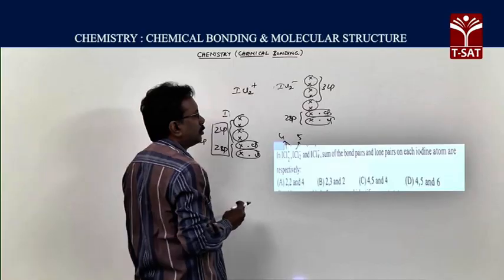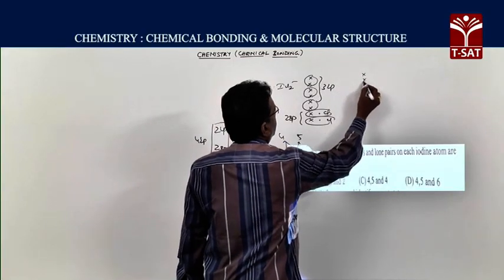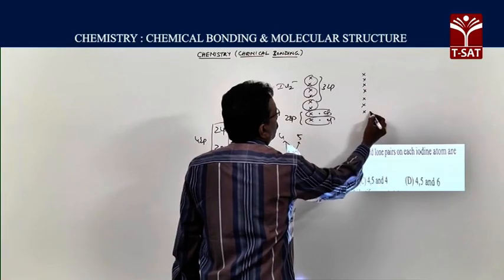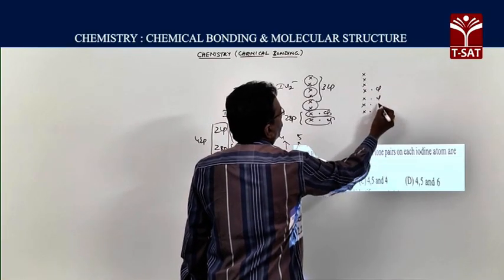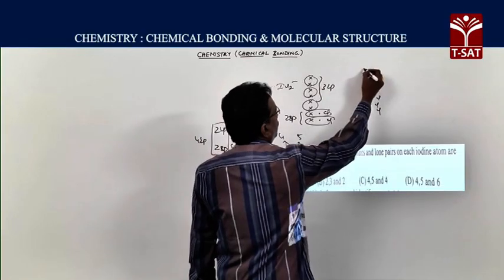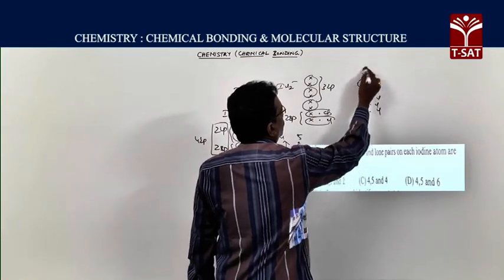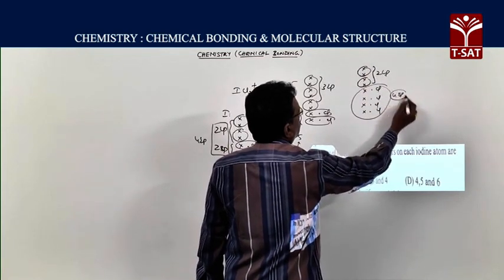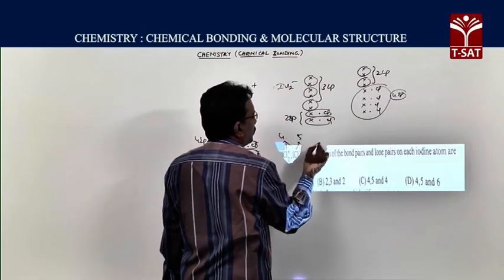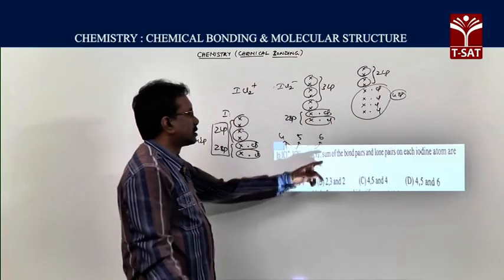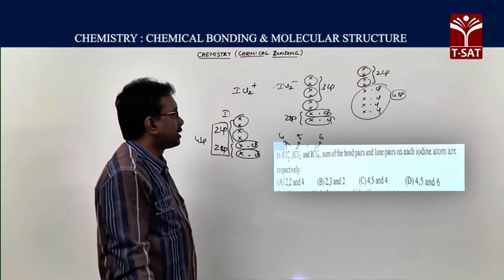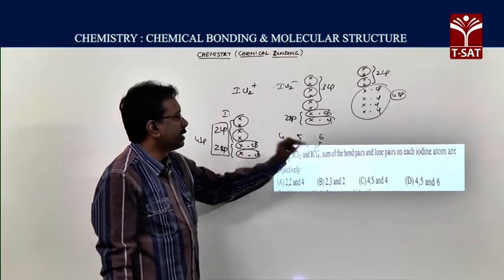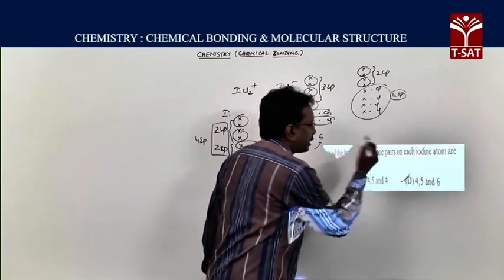Now let us move to ICl4 minus, iodine central atom, 4 chlorine atoms are available. So 1, 2, 3, 4, and the negative charge is there, 1 more extra electron, that means 2 lone pairs and 4 bond pairs. Total electron pairs in ICl4 minus is 6, because I am asking here for the sum of the bond pairs and lone pairs on each iodine atom respectively. So 4 electron pairs, 5 electron pairs and 6 electron pairs. That is why the correct option is the 4th one.